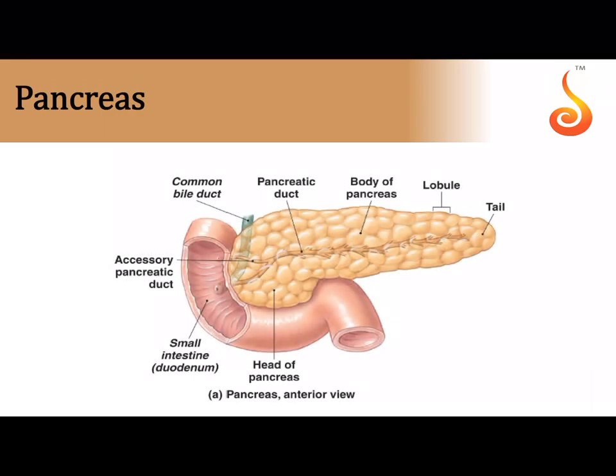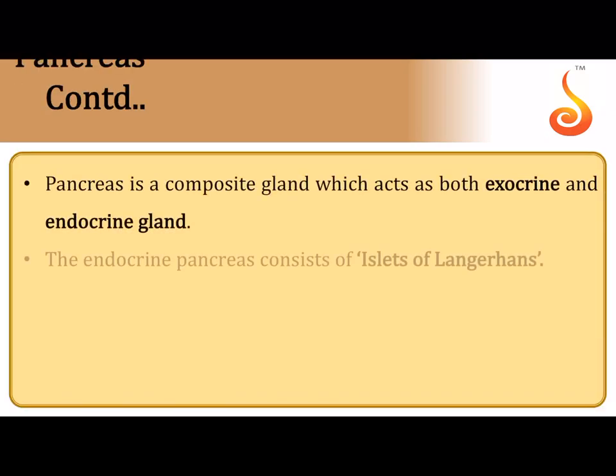So the pancreas is a dual or compound gland because, as you can see, the pancreas has two parts. What are the two parts in the pancreas?